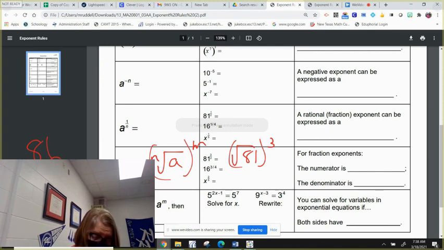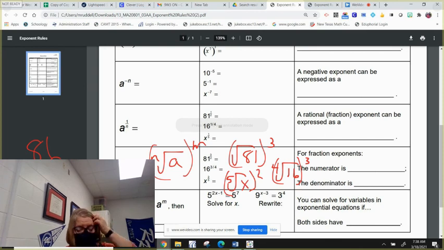Okay. The next one, 16 to the 3/4. The bottom number of that fraction becomes the root number. So 4th root of 16, which is 2. 2 to the third, which is 8. X to the 2/5. Fifth root of x squared. When you change a rational exponent or a fraction exponent to a root and a power, the bottom number, the denominator of the fraction is the root. The other one is the power. The numerator is the exponent. Denominator is the root.